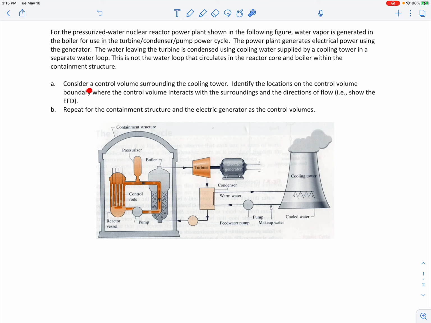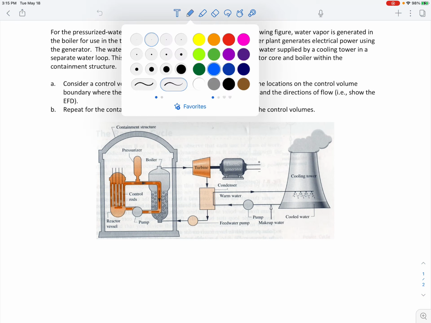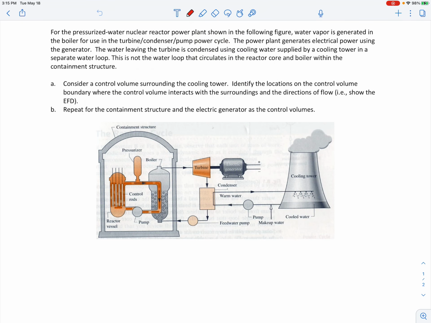But in part A, we're asked to consider a control volume surrounding the cooling tower. So let's draw that in there. Draw it in red. Identify the locations on the control volume boundary where the control volume interacts with the surroundings and the directions of flow. So show the energy flow diagram. So we'll draw a control volume that surrounds the cooling tower like this. It's always important to identify your control volume so everybody knows what you're analyzing.